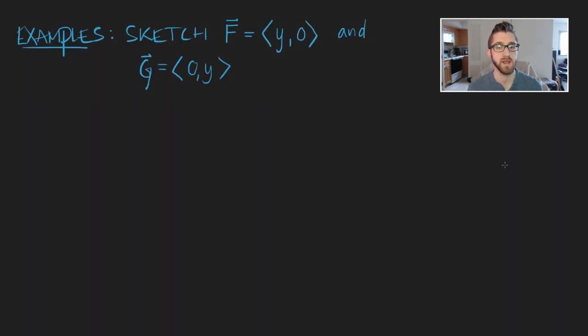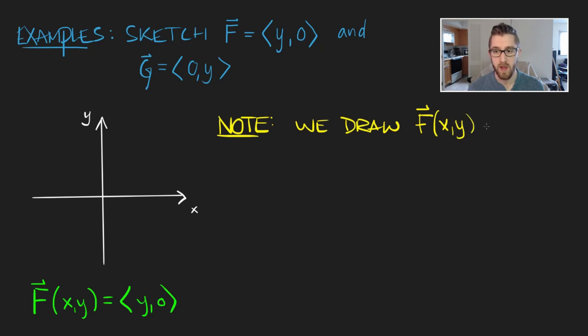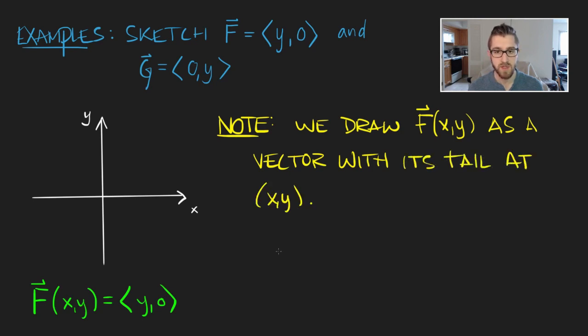So the last thing for us to do is just a quick example of sketching vector fields. So here are two rather simple vector fields, and I'm going to walk you through what it's like to draw them, to produce that same sort of picture of the arrows that we saw in the wind map from earlier. So here are my axes, and let's just draw this first one, F. So the way we draw vector fields, we draw the vector F of X, Y. If X and Y are a specific point, we draw the vector F of X, Y as a vector with its tail at the point X, Y. So let me show you what I mean by that.